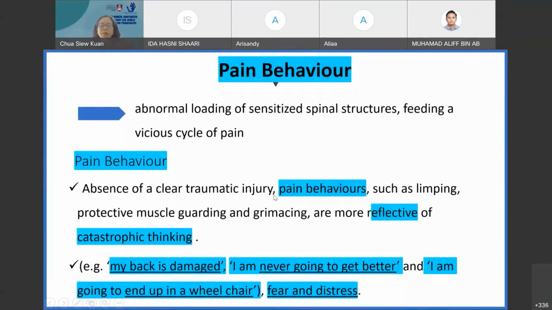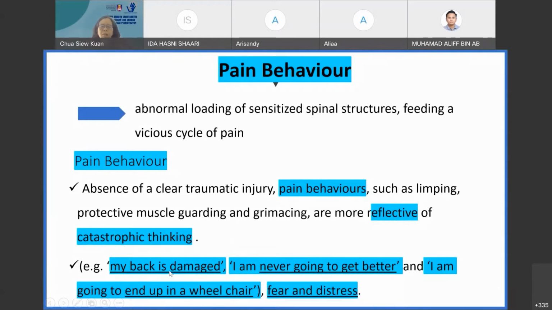So even in a case with absence of a clear traumatic injury, where the X-ray shows nothing, they can behave as if they still have painful walking, with limping. Then they have some mindset, and the mindset distributes the message to the muscle, so the muscles over the area will consistently protect and guard, which is more reflective of catastrophic thinking.